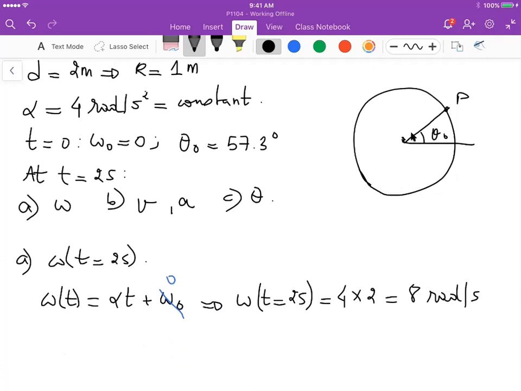So this is it for part A. Now let's go on with part B. And part B says you have to find first the tangential speed of the point P, and then the total acceleration of the point P.